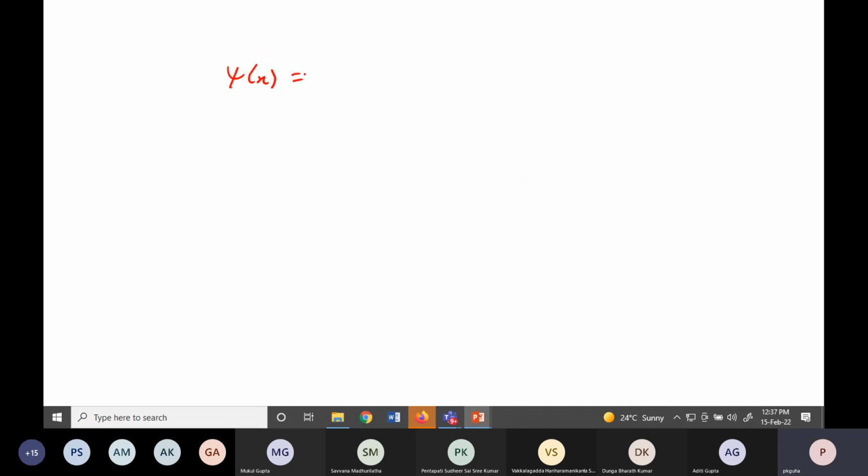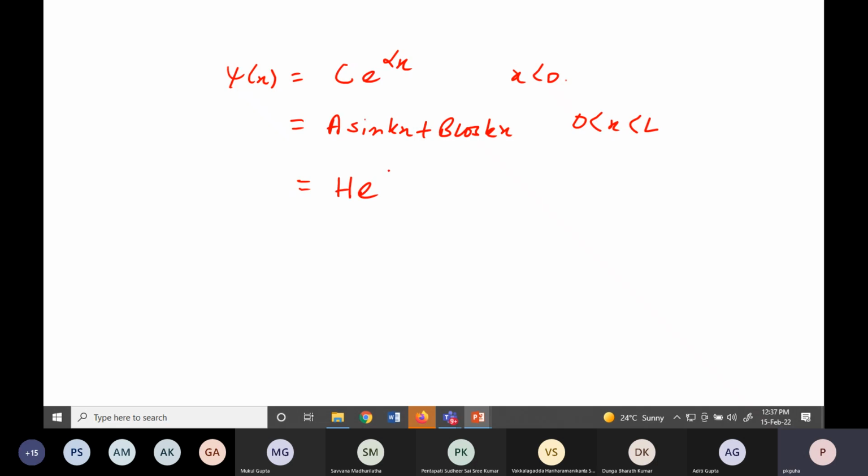So psi x equal to c e to the power alpha x for x less than 0, psi x equal to a sin kx plus b cos kx between 0 and L, and psi x equal to h e to the power minus alpha x for x greater than L. So this is the general solution for psi, small psi x.